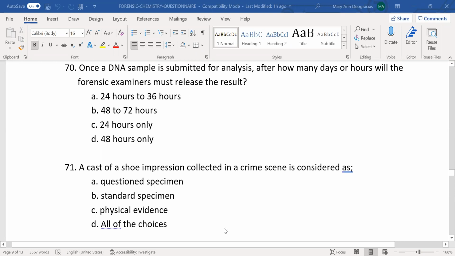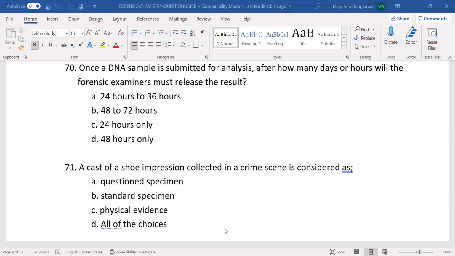Alright, next, 71. A cast of a shoe impression collected in a crime scene is considered as what? Is it question specimen, standard specimen, physical evidence, all of the choices? Hindi D. Galing sa crime scene, letter A. Question specimen. Ang physical evidence kasi napaka-vague din.